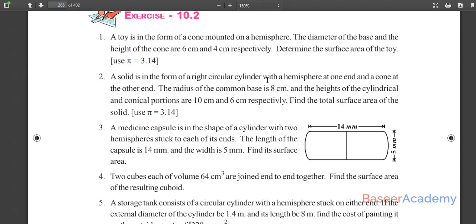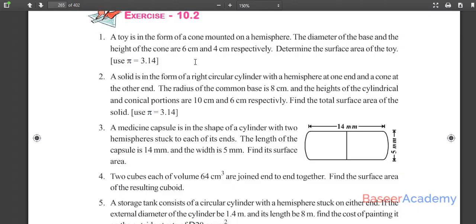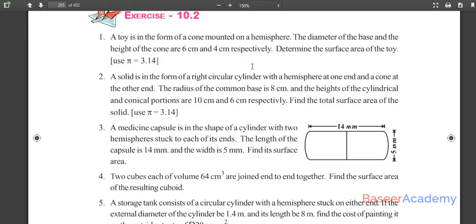The radius is given, and the height of the cone and the height of the cylinder are given. The height of the cylinder is given as 10. The height of the cone is given as 6. The radius is given as 8. We are asked to find out the total surface area of the solid. And again, it's asking us to use the value of pi as 3.14.